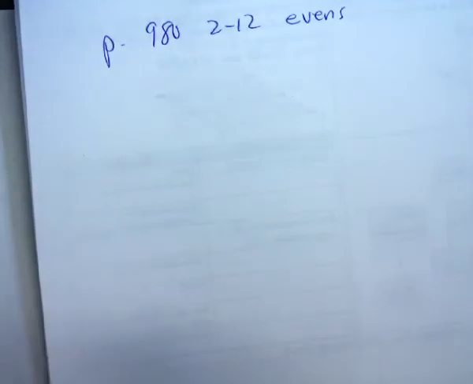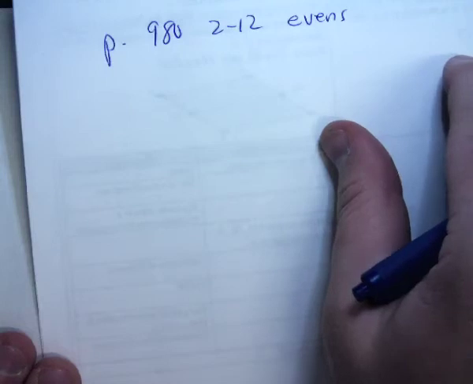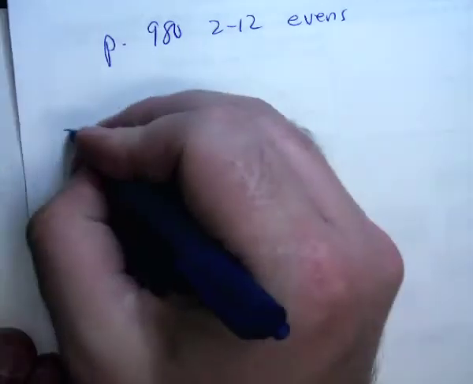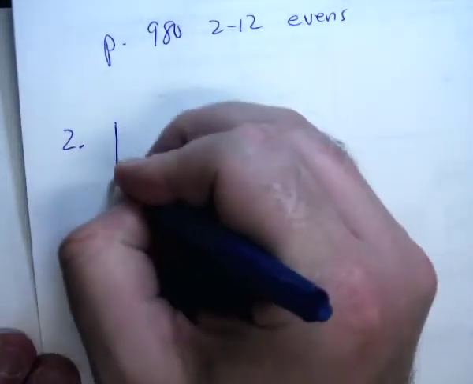Welcome guys to your homework for Wednesday, page 980, 2 through 12, the evens. So only the evens. We're going to start with number 2, and we need 6 trigonometric functions for theta.